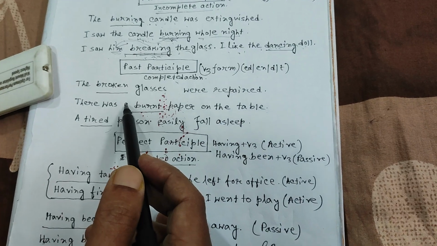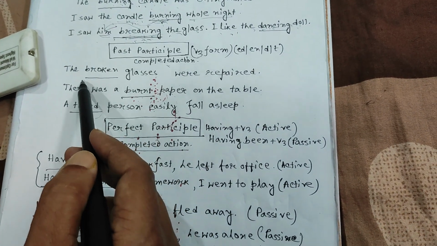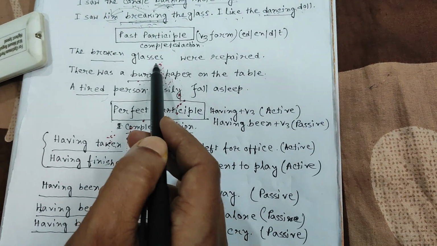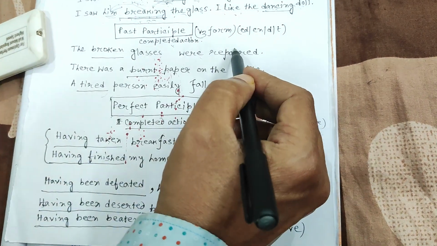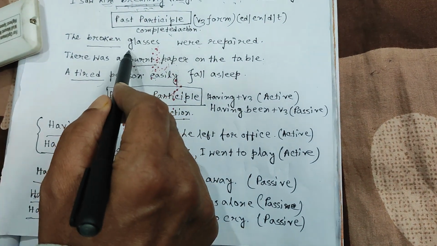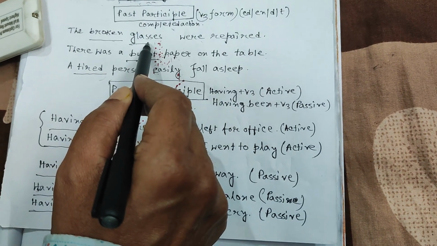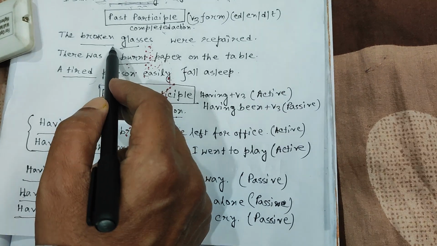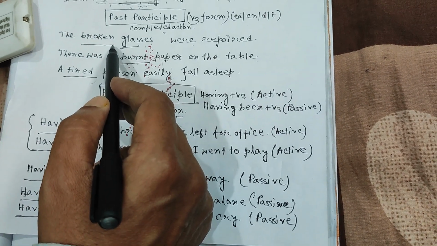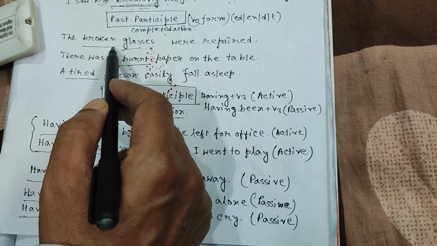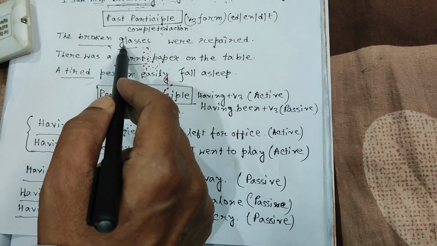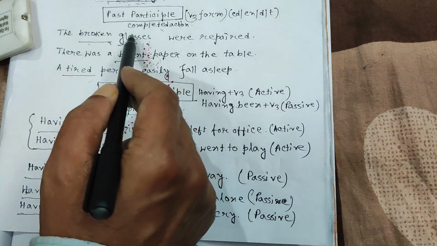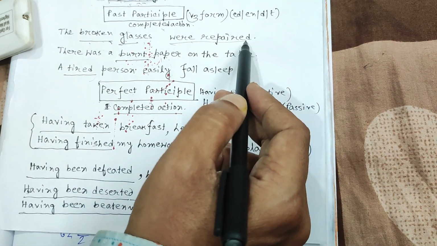Let us take examples. The broken glasses were repaired. Here the glasses have already been broken. That means the act of breaking is already finalized or completed. The glasses have already been broken, and those very glasses were repaired.